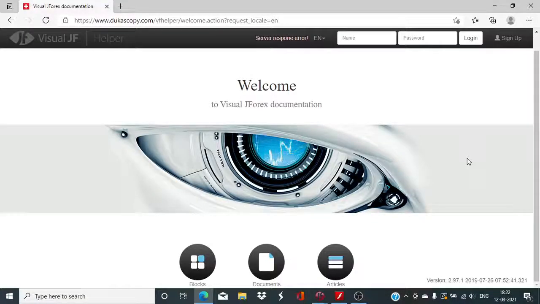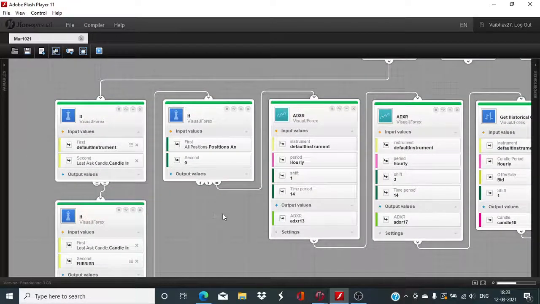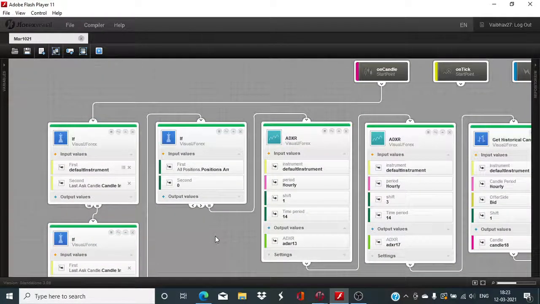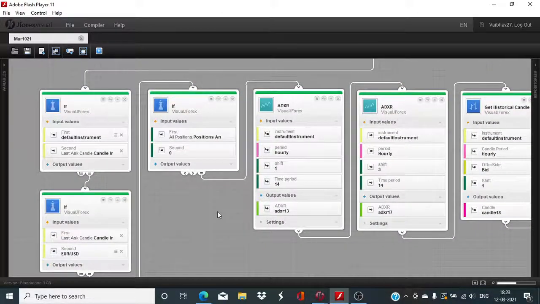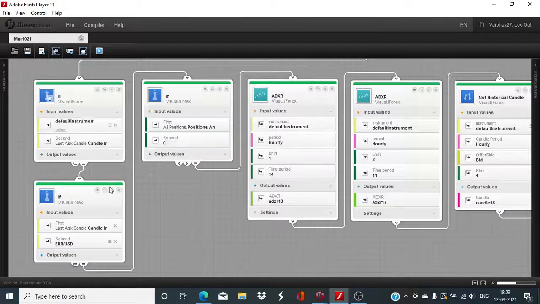Everyone, myself Vaibhav. In today's session of Visual Jforex, I will be continuing with the algorithm development demonstration using the indicator ADXR, the Average Directional Movement Index Rating. This is a smoother version of the ADX, and in today's session, we will be completing the sell side logical build. In prior sessions, the setup has been completed this far where the instrument subscription has been done.